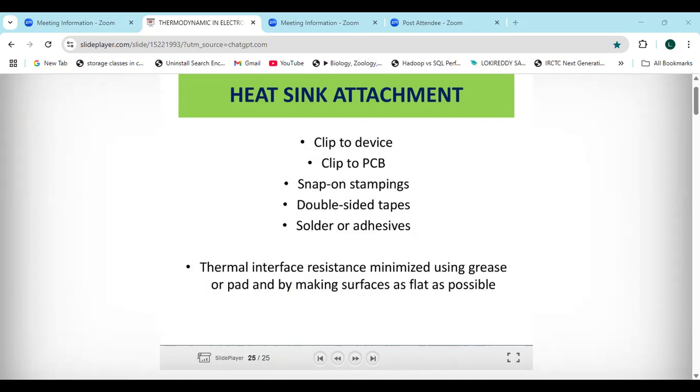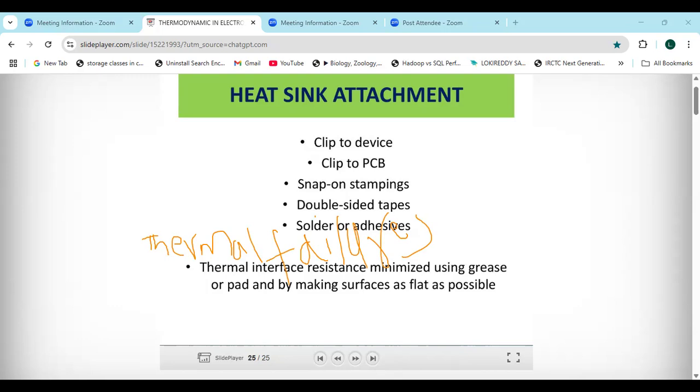The third one is thermal failures. Thermal failures are reduced by using heat sinks. Excessive heat leads to increased failure rates, performance degradation in analog as well as digital circuits, and thermal runaway in power electronics.